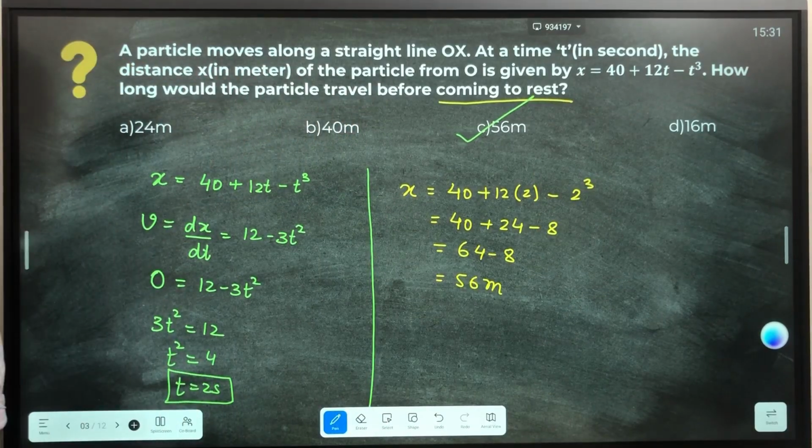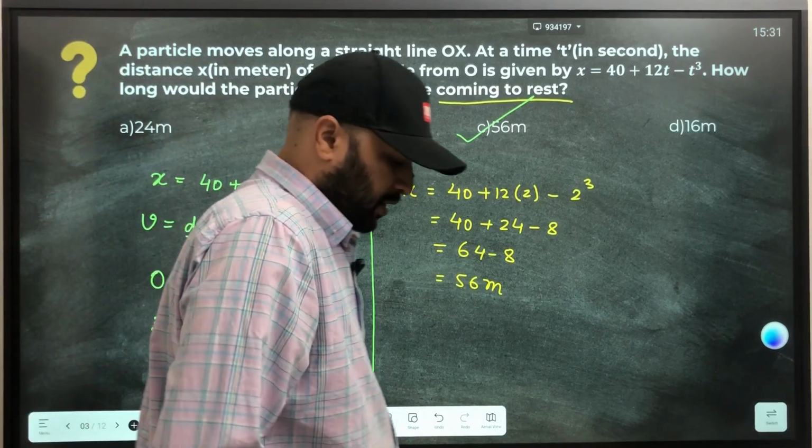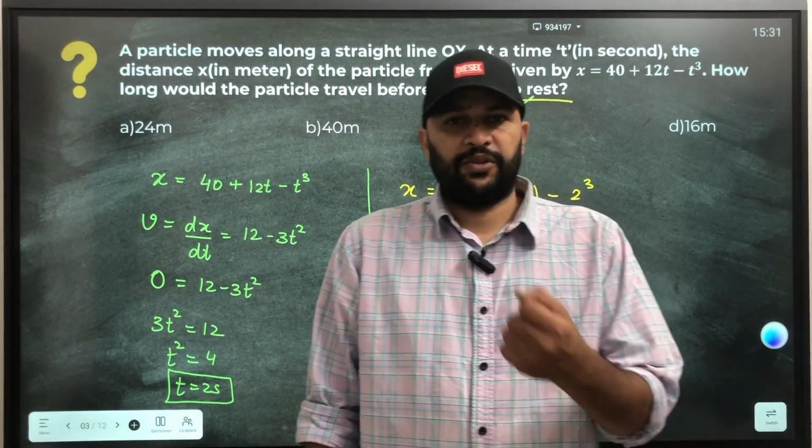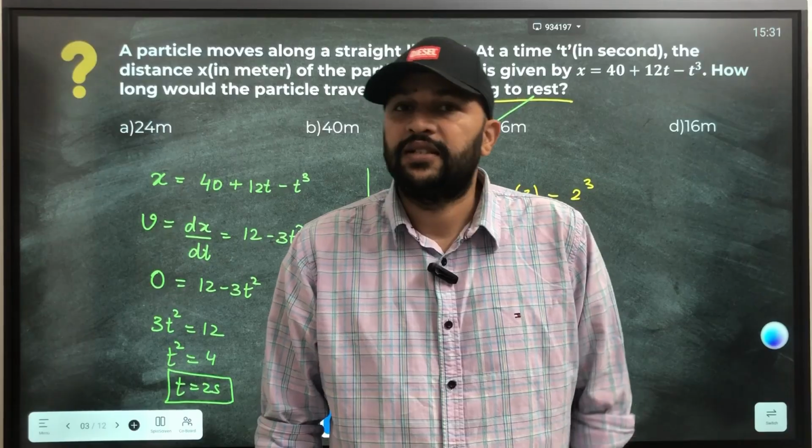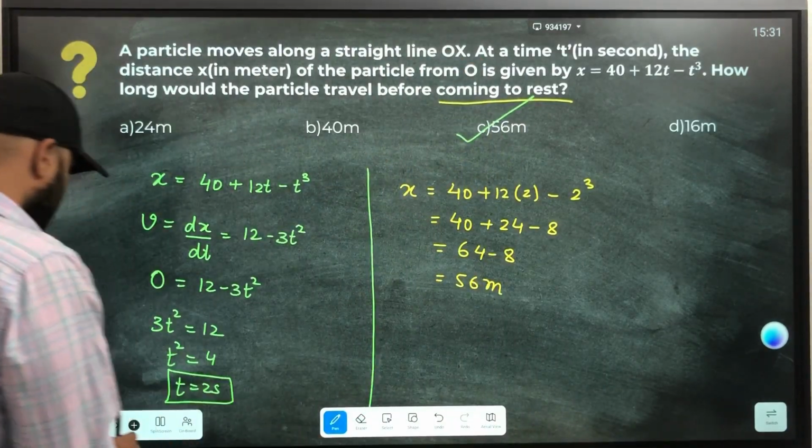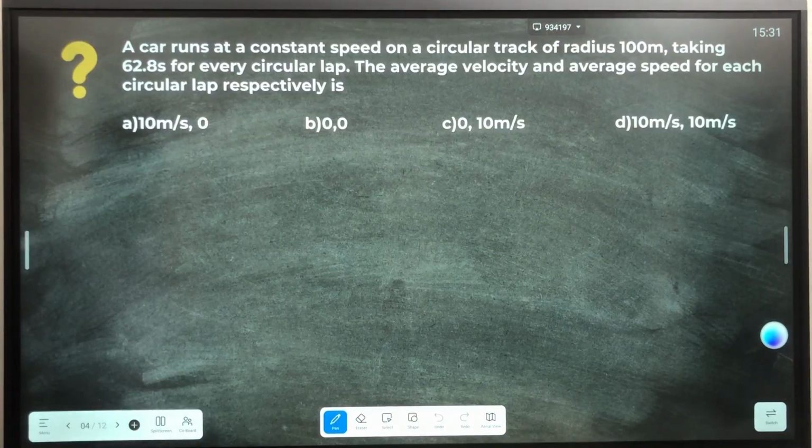I hope this is clear. Understood? So what did we learn in this particular problem? We learned that if the particle is coming to rest, its velocity must be 0, right? Let's see our next problem.